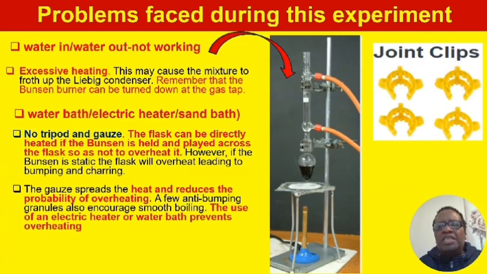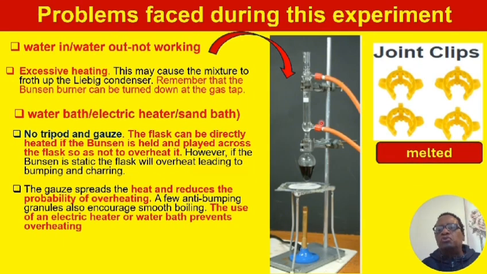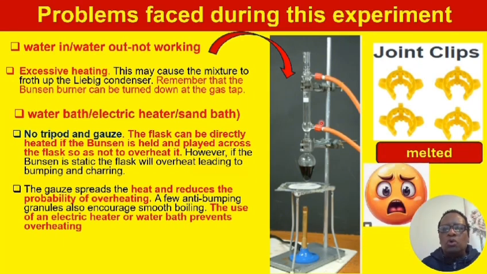The joint clips that are used to hold the flask to the condenser melted due to overheating. That caused loads and loads of problems.